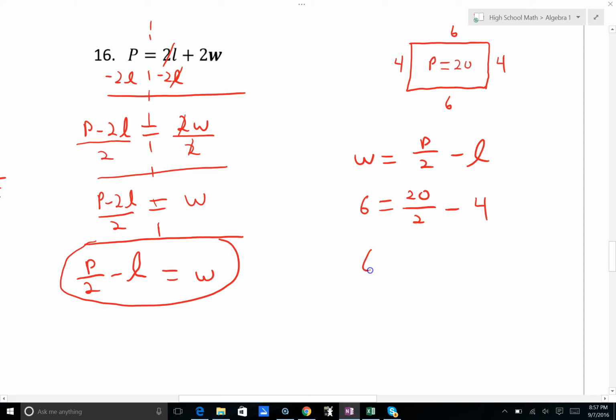So, is 6 equal to 20 divided by 2? That's 10. 10 minus 4. Well, 10 minus 4 is 6. We have 6 is equal to 6, and that's a true statement. So that is one verification of our statement here. And that concludes this video.